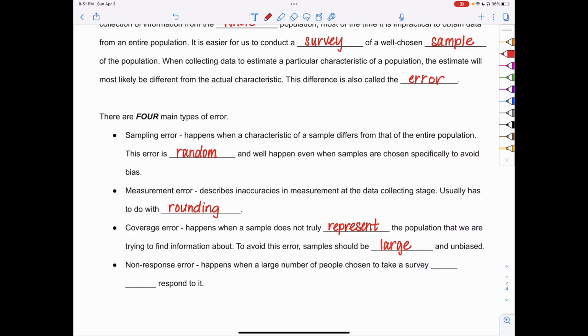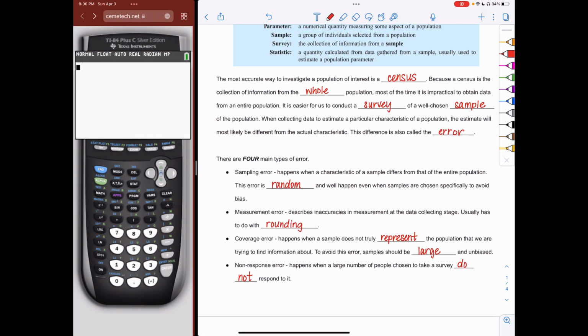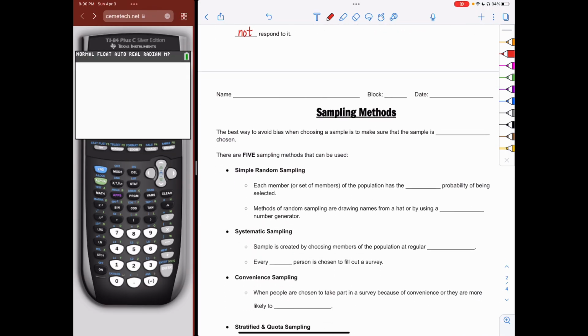The next type of error that we have is what we call a non-response error. This happens whenever a large number of people chosen to take a survey do not respond to it. They may not respond because they may feel like it does not include them or it is not for them. For instance, anytime you have a customer satisfaction survey, people may not fill the survey out if they feel like they had a good experience, because a lot of people only want to report things whenever it's negative.